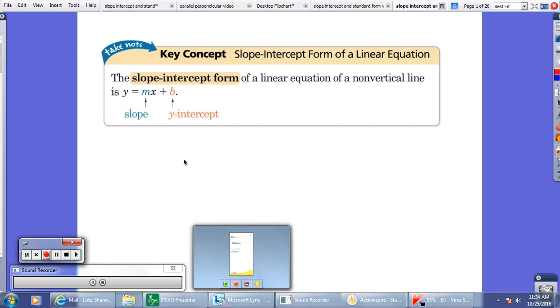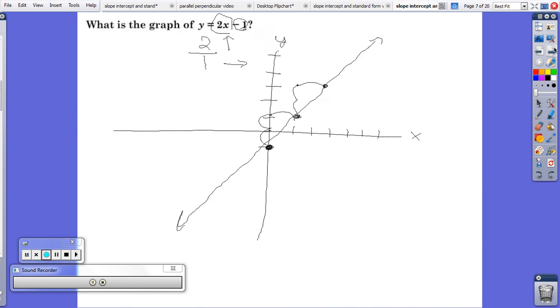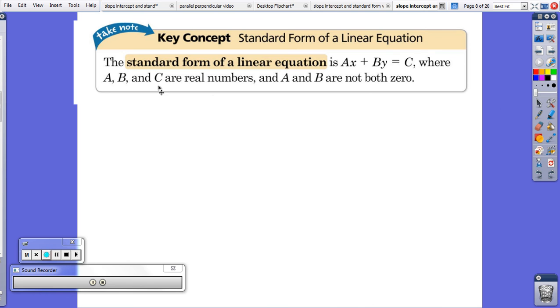Okay, so today we're going to be talking about slope-intercept form. Well, that's what we talked about in the last video. So we're going to finish with standard form of a linear equation. Now, standard form of the linear equation is in this form: ax plus by equals c. Okay, a and b have to be real numbers.